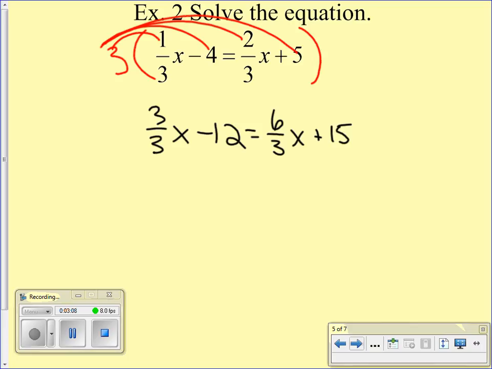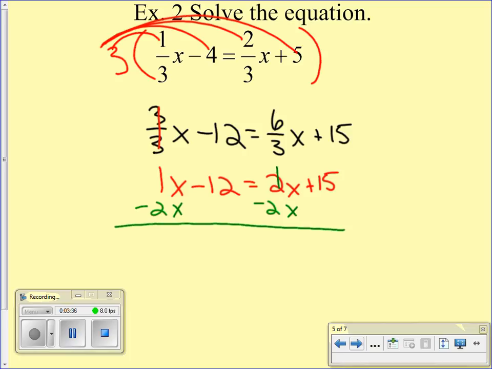Now we can reduce our fractions to eliminate the fraction. 3 over 3 becomes 1x minus 12 equals 6 over 3 becomes 2x plus 15. Now that the fractions are gone, we can move the variables to one side, the numbers to the other. So subtract 2x over, using subtraction property of equality. 1x minus 2x is negative 1x, minus 12 equals 15.